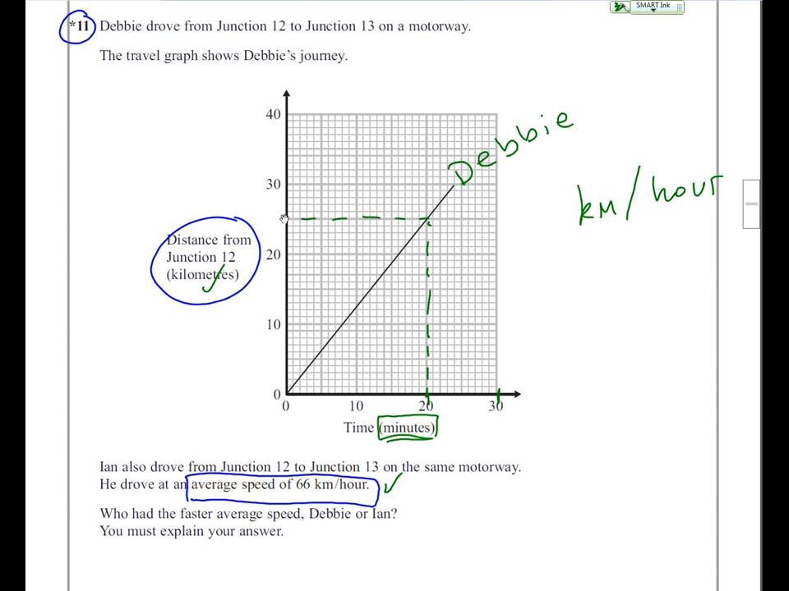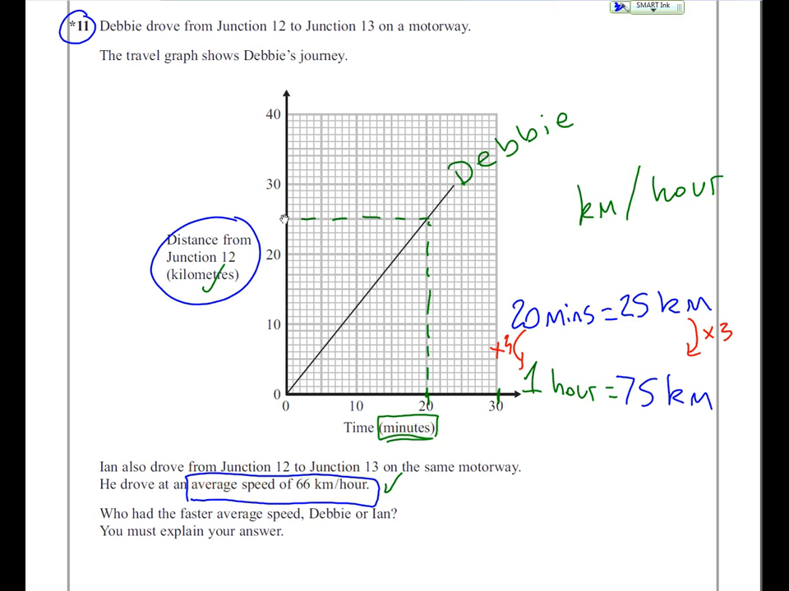So, in 20 minutes, Debbie has done 25 kilometers. Can you see that? But we don't want to know about minutes. We want to know about 1 hour. So how do we change from 20 minutes to 1 hour? Well, times by 3. Okay. So we times by 3 and we get 75 kilometers per hour.